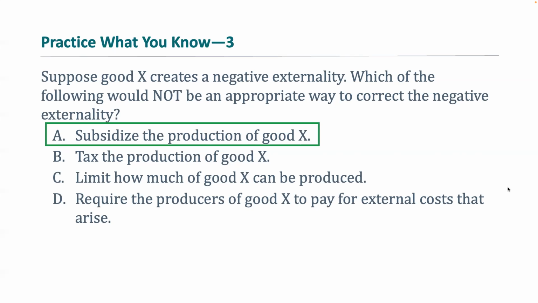And the correct answer is subsidize the production of good X. So if good X is creating a negative externality, subsidizing production would actually cause more production of that good to occur, which would not be the way to mitigate that negative externality.